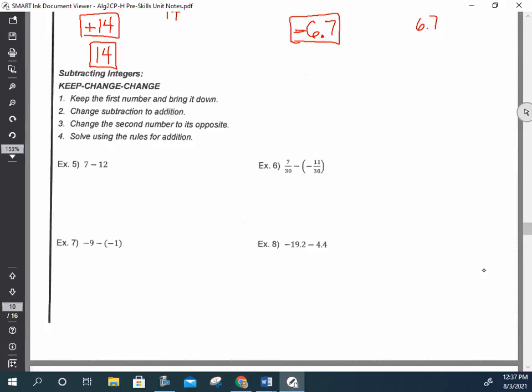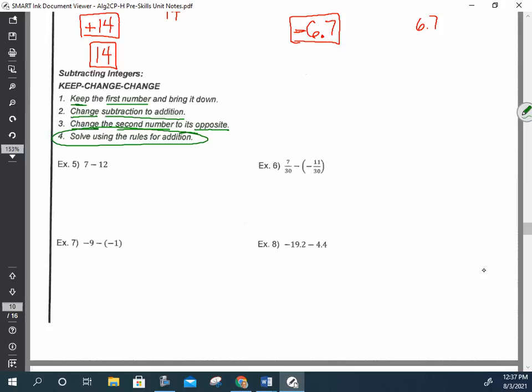Subtracting. Subtracting follows the mindset of keep, change, change. You keep the first number, change subtraction to addition, and then change the second number to its opposite. Once you keep, change, change, then you follow the rules for addition because you just changed it to an adding problem.